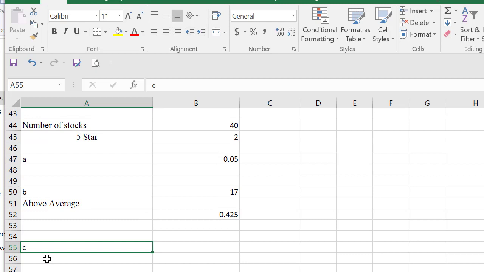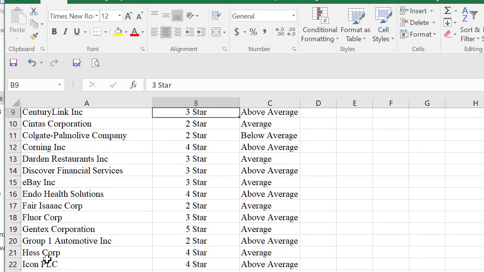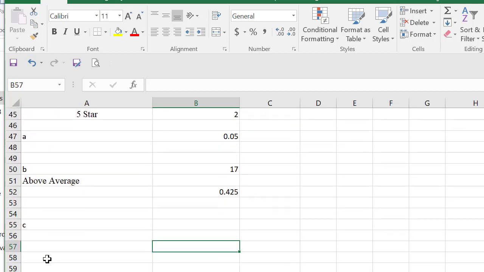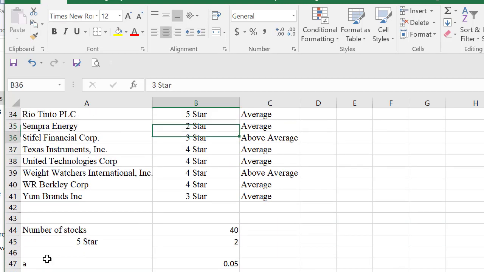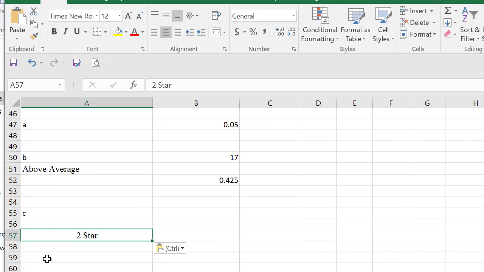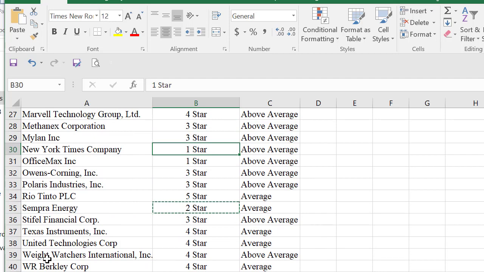And then part C says develop a point estimate for the proportion of Morningstar stocks that are rated 2 stars or less. So how many have 2 or 1 star? So how are you going to get that information? So again, if we do the 2 star, Control C, and we can scroll down through there. We do have some 1 stars.